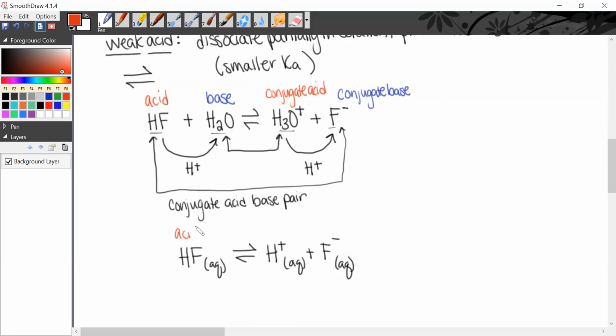Okay, so this is the acid. Why is it an acid? Because it makes H plus in solution. Same thing here. Why is this an acid? Well, it makes H3O plus in solution. How does it do that? By donating its H plus.